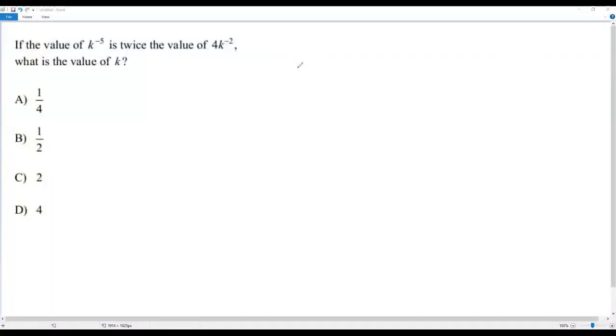Here we have a SAT math problem. Okay, let's go to the question. If the value of k to the negative fifth power is twice the value of 4 times k to the negative second power, what is the value of k?